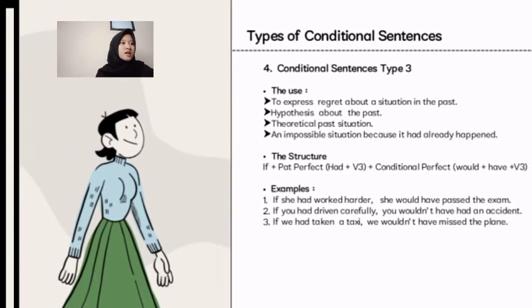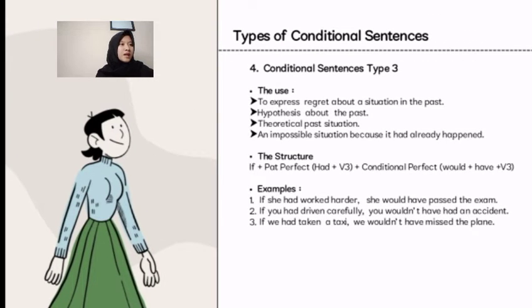Let's move to the next type, that is a conditional sentence type 3. So the use of conditional sentence type 3 is to express regret about a situation in the past, and then hypothesis about the past, and then theoretical past situation, and an impossible situation because it had already happened.